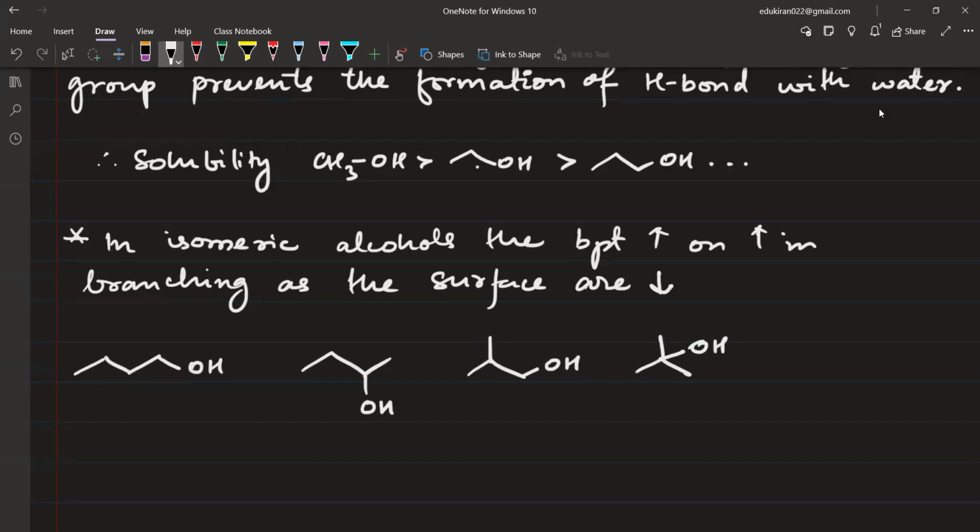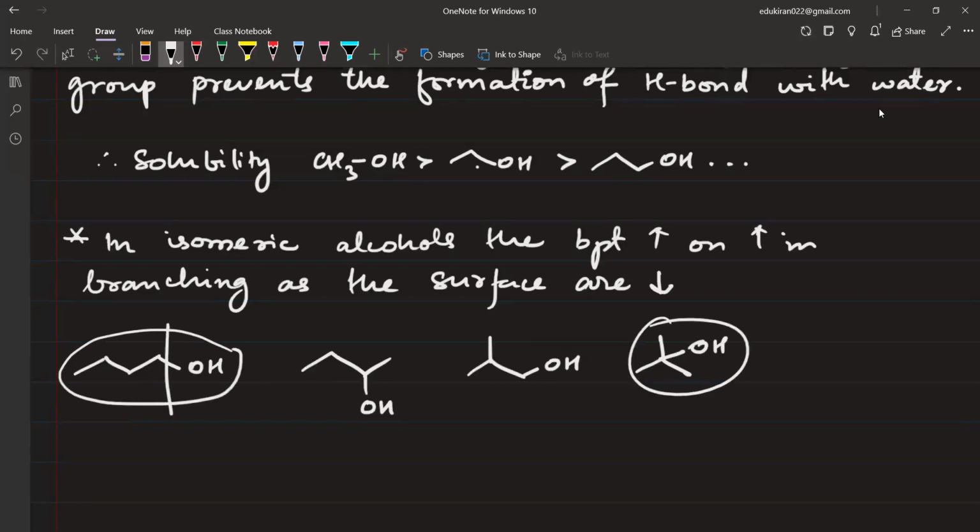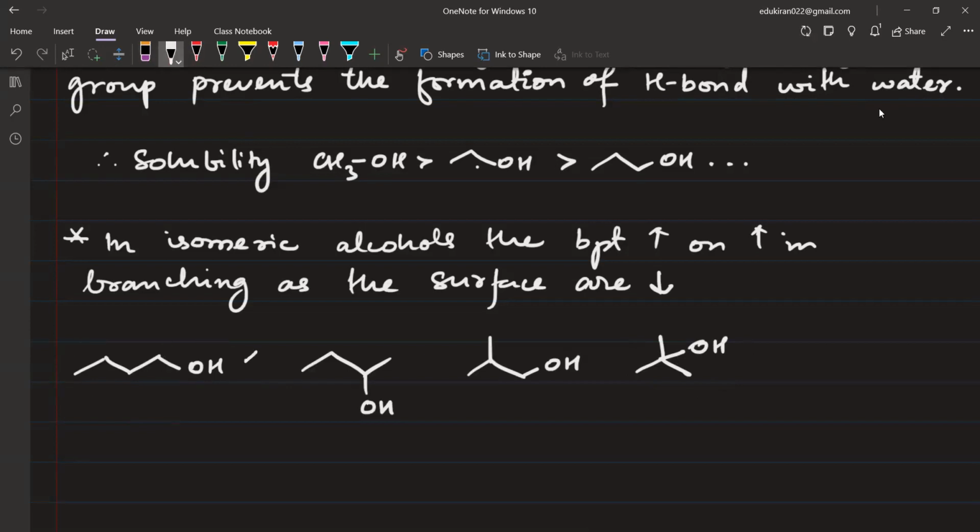So as we are increasing the branching, as you can see, here we have a very large group which is going to interfere with water molecules and not make any bond. But as we are increasing the branching, the surface area of the molecule decreases. This much part is not forming any hydrogen bond, but right now only this much part is not. So almost half of it is forming hydrogen bonds. That is why this will be having the least, followed by this, and then followed by this. So as we increase the branching, the surface area is going to decrease and the boiling point is going to increase.